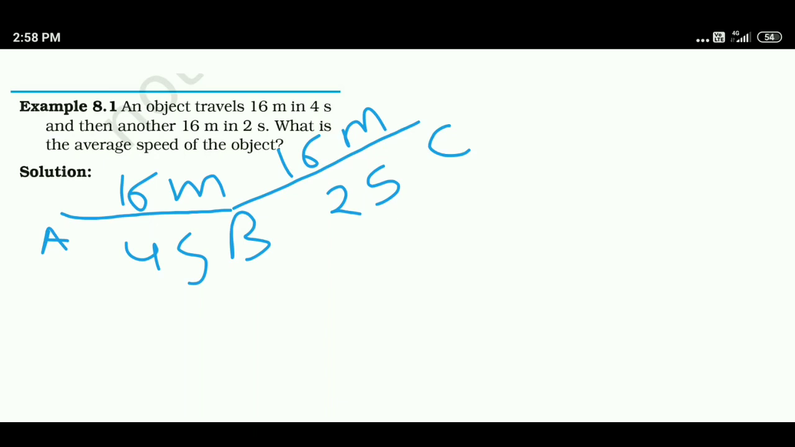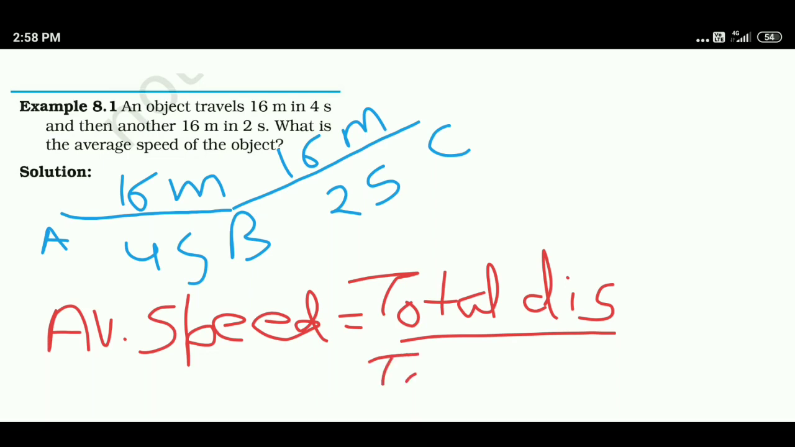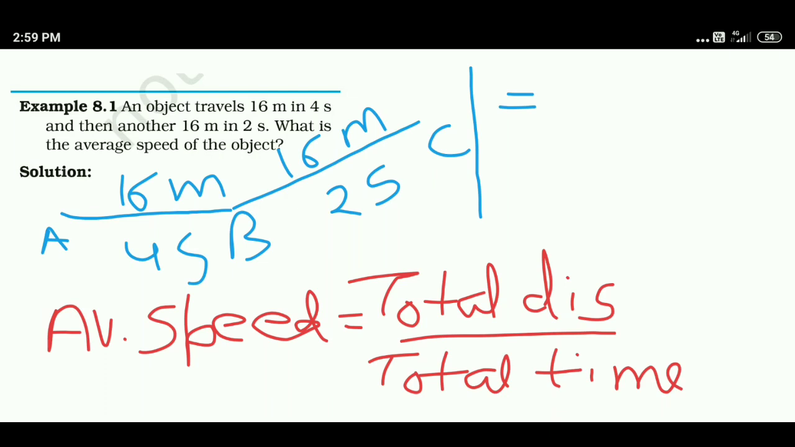Do you know the average speed formula? Average speed is equal to total distance by total time. Now, how can we find the total distance and time? Here I am solving, okay. Total distance will be equal to 16 plus 16, that will be equal to 32 meters. Now what is the total time? Total time will be equal to 4 plus 2, that is 6 seconds.